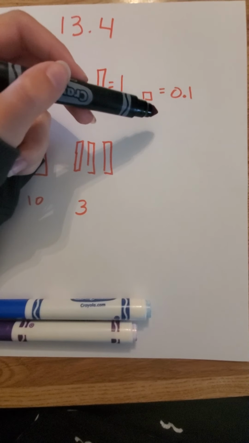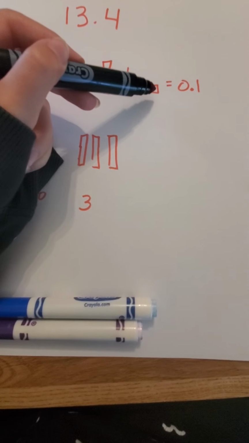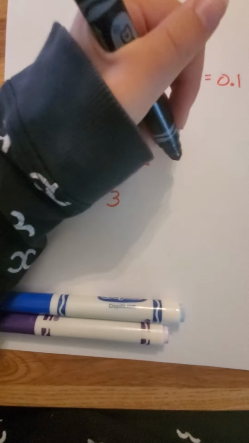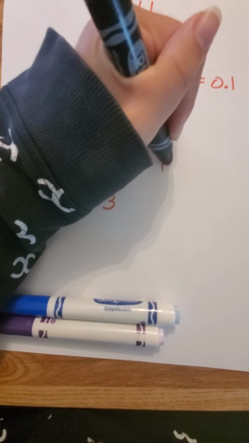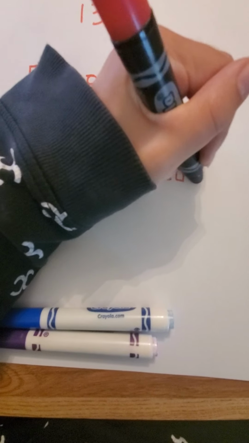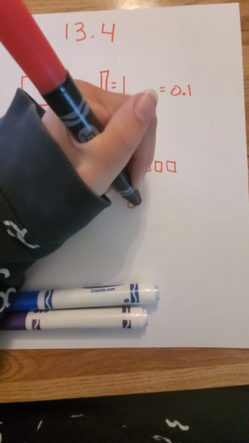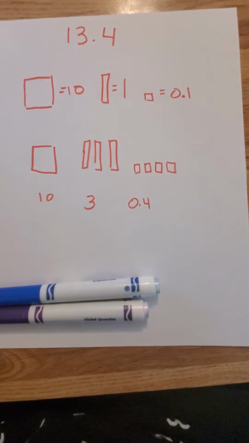Now I have to go on to my tenths place. I have 4 in my tenths place, and remember my tenths symbol looks like this. So I'm just going to draw 4 of those little squares to represent the 4 in my tenths place. So I have 4 of those there, and that is the same as 4 tenths, 4 in my tenths place.